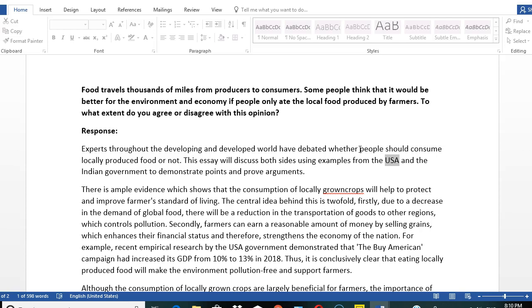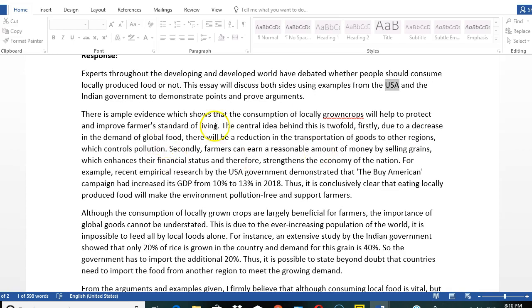Cancel what I said before. To demonstrate points and prove arguments. Okay. There's ample evidence which shows that the consumption of locally grown crops, this is a typo, I'm sure you need a space in between this, will help to protect and improve farmers' standard of living. Are you sure? Okay, first of all, I guess farmers should be plural and the possessive apostrophe should come after the plural.